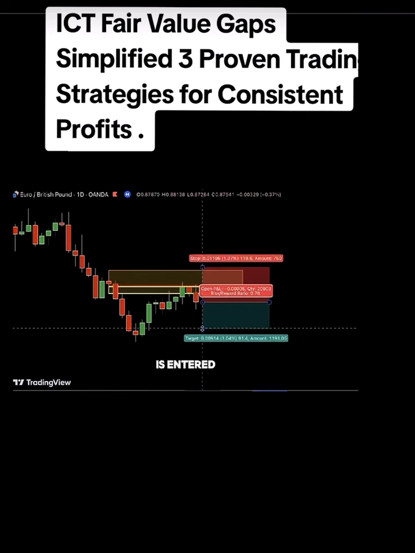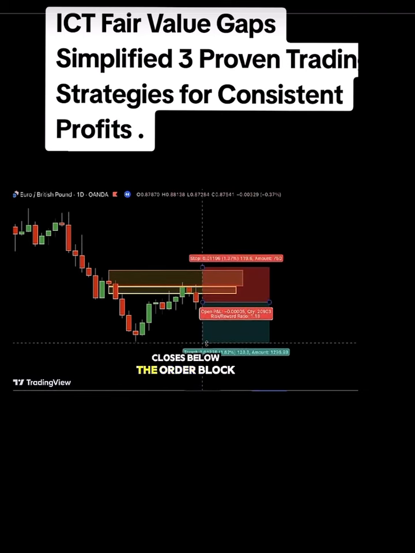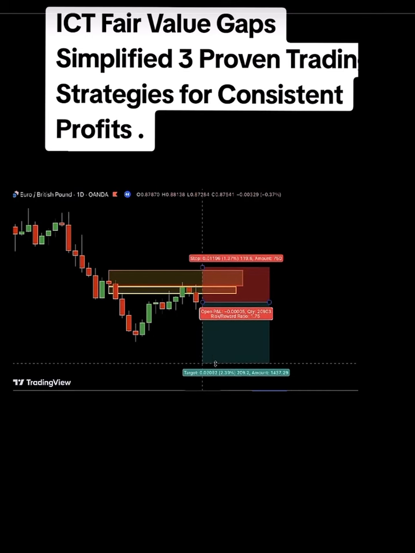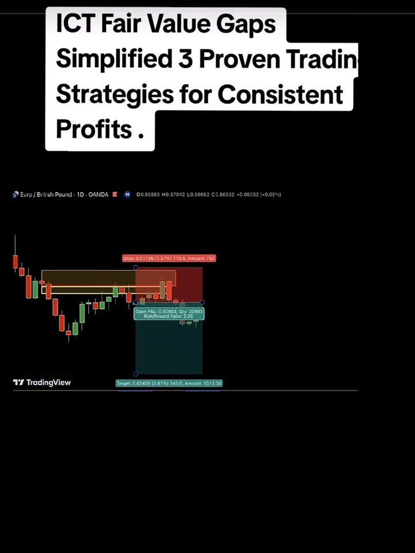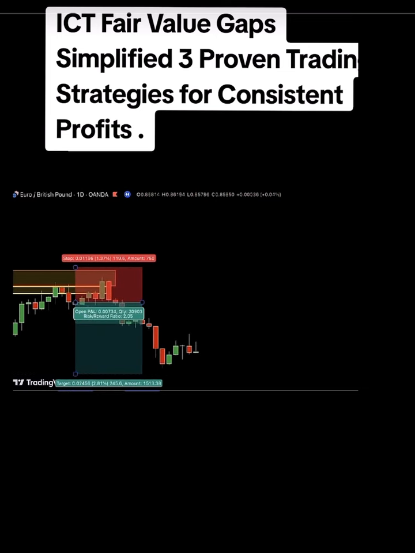Here, a short position is entered once the rejection candle closes below the order block. The stop loss is placed above the order block, and the take profit target is set at the next support level. As the price drops from this confluence zone, the trade results in a profit.